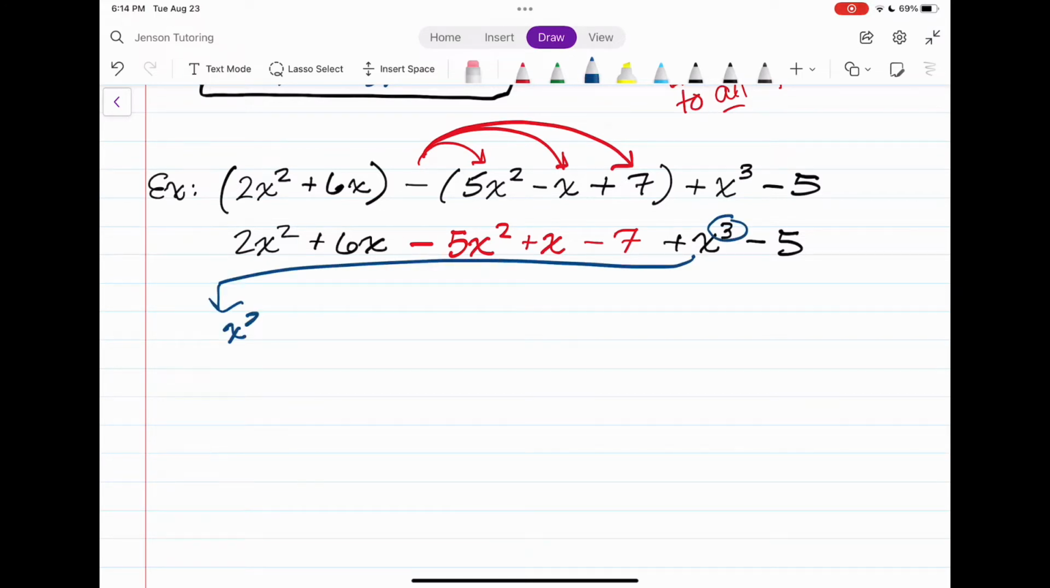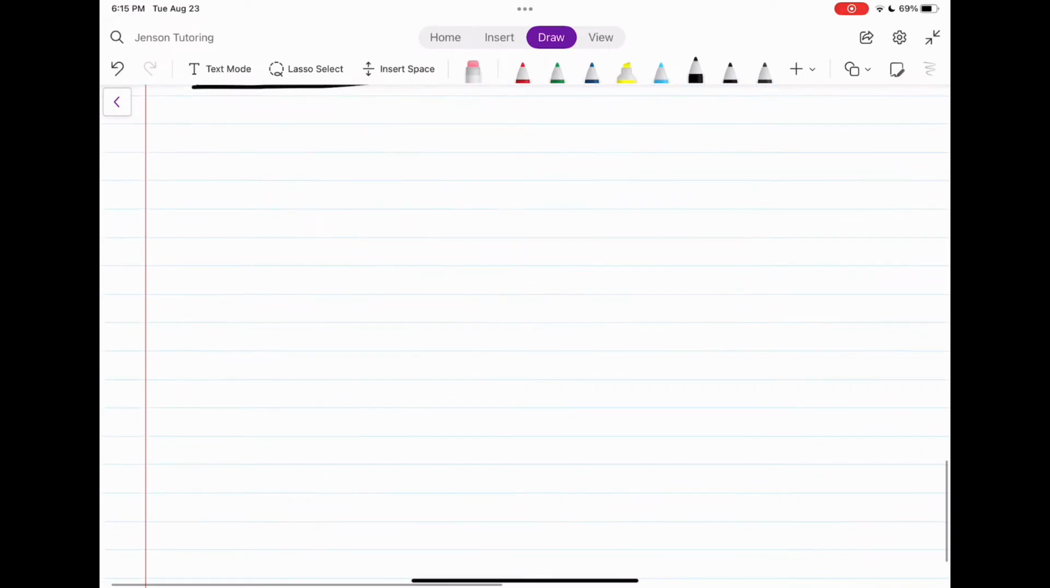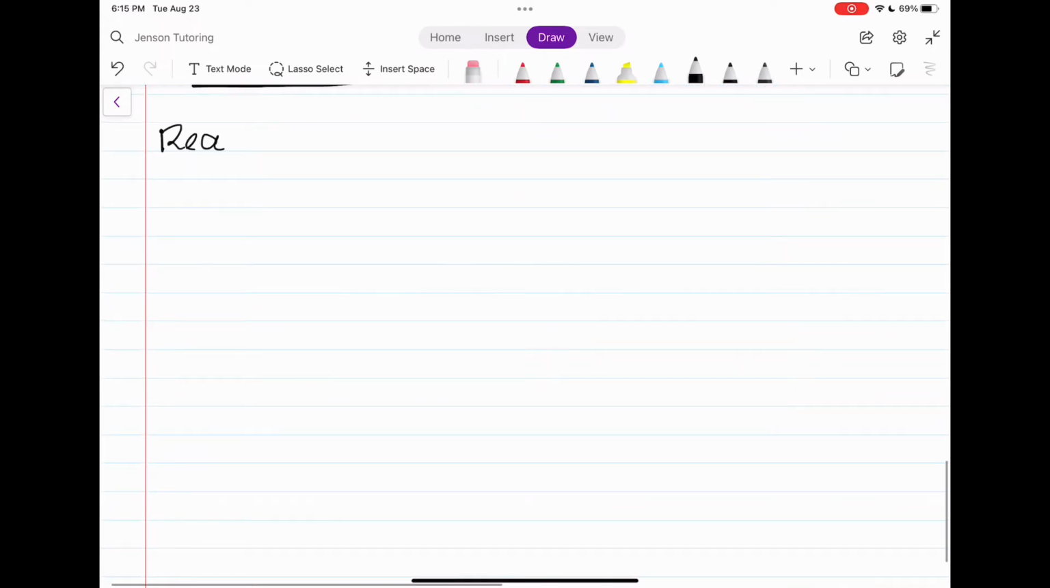And then I start combining my like terms, start with my x cubed, and then I'll do my squareds. So 2x minus 5x squared, I get negative 3x squared. And then 6x plus 1x, remember there's an imaginary 1 in front of that x, and then I have my two numbers, minus 12. And just check, make sure it's in the right order. Looks like we're good to go.